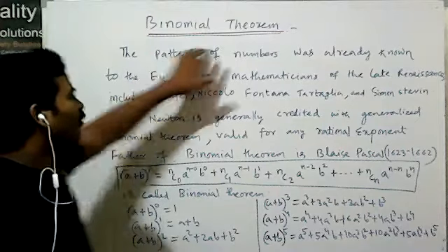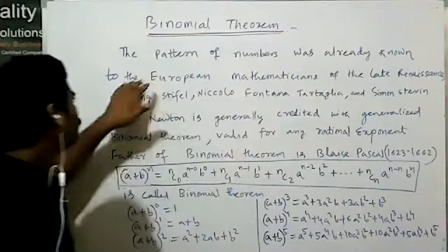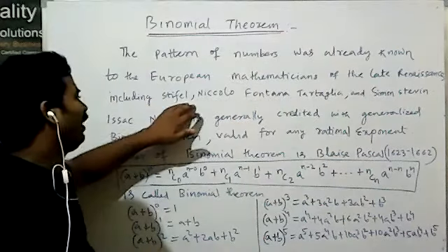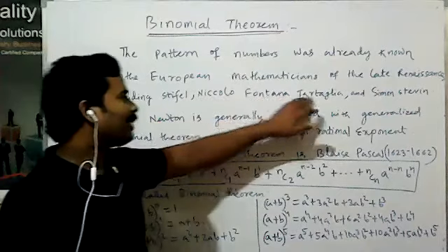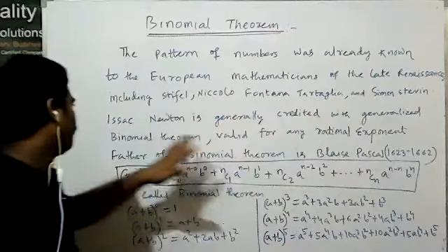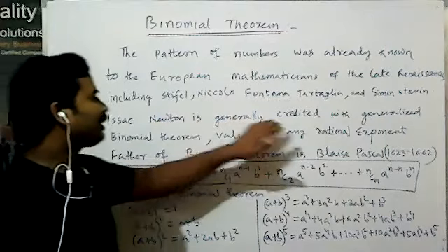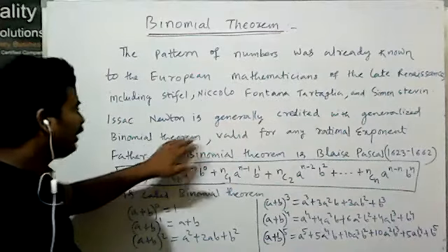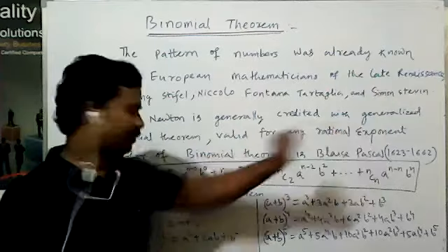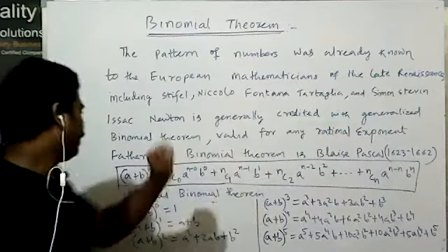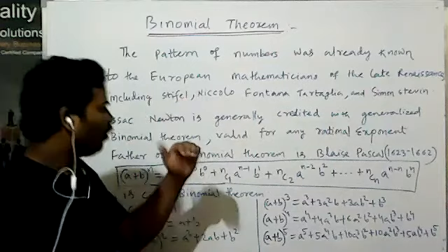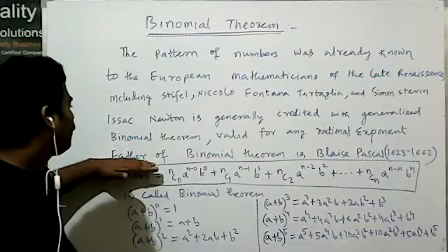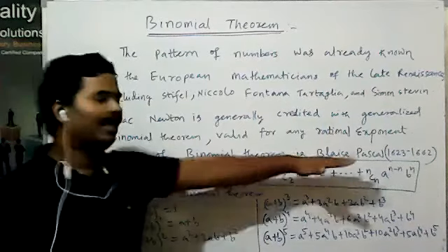The pattern of numbers was already known to the European mathematicians of the late Renaissance, including Stiefel, Niccolo Fontana Tartaglia, and Simon Stevin. Isaac Newton is generally credited with the generalized binomial theorem, which is valid for any rational exponent. But after some time, Blaise Pascal also explained it in detail. So that's why the father of the binomial theorem is Blaise Pascal.